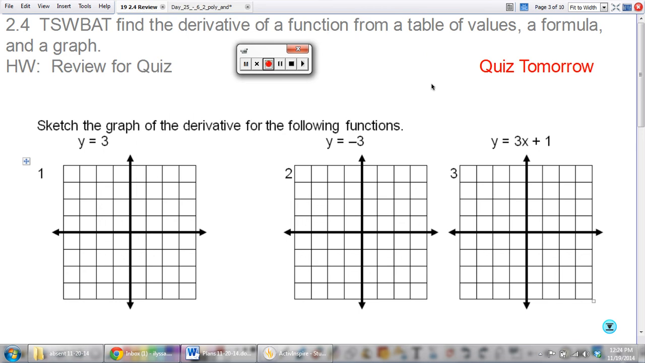Okay, so today we're going to do pages 21 to 22 in your packet, which are your quiz review pages. I'm going to do every problem now in the video.